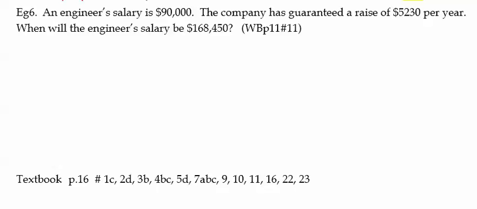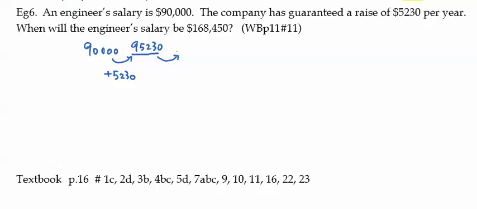Example number 6. An engineer's salary is 90,000. The company has guaranteed a raise of $5,230 per year. So it goes up by this much per year. So second year, you will be earning this much per year for this second year.